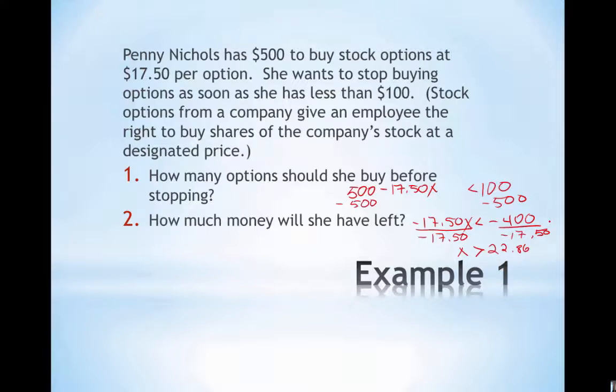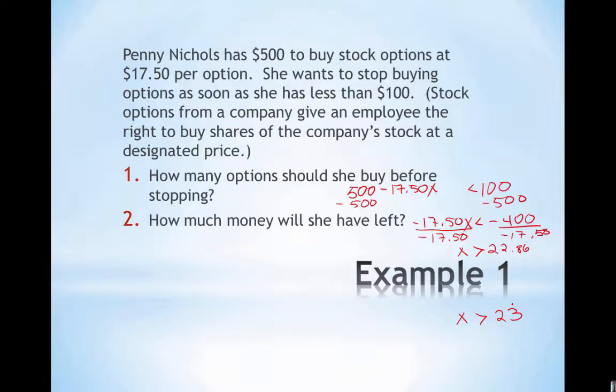All right, so now look. Do you have a 0.86 of a stock option? No. So what am I going to do? Round it up. So I can say x is greater than 23. So she's going to get 23 stock options, okay?